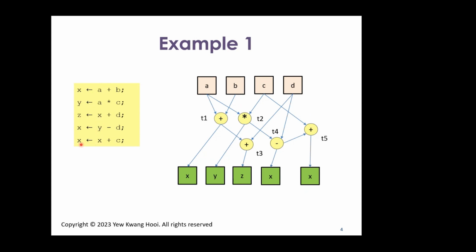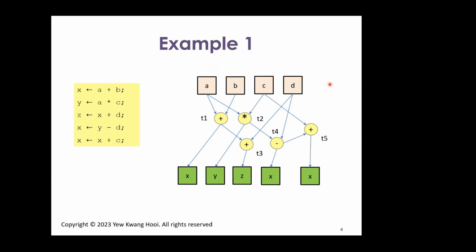Now, the value of X in the fifth row is coming from the value of X in the fourth row, not the first row. You see that? Because the value of X in the first row has been changed already in the fourth row. So we know that in programming. Now, how do we represent this as a data flow graph?